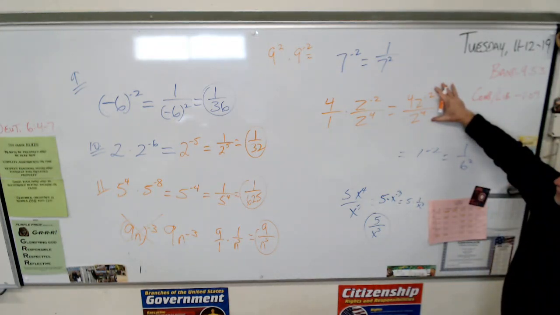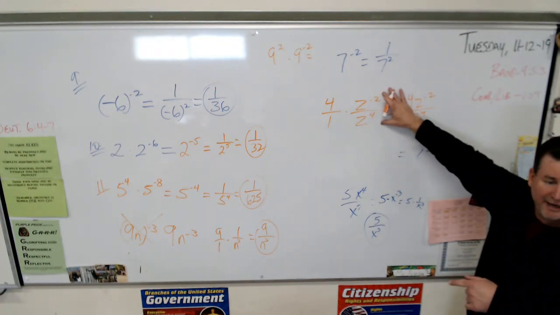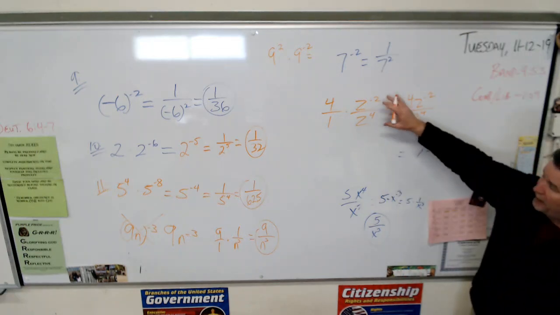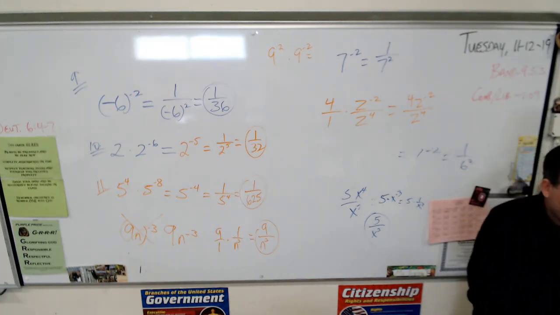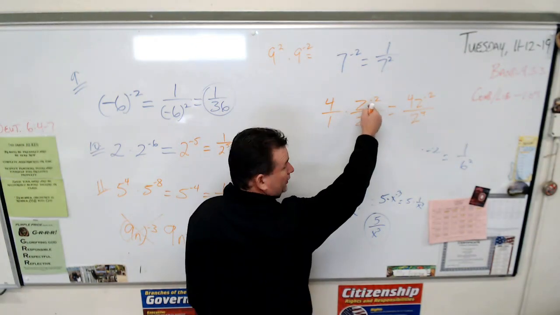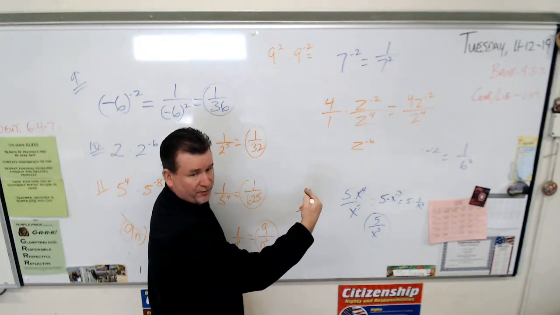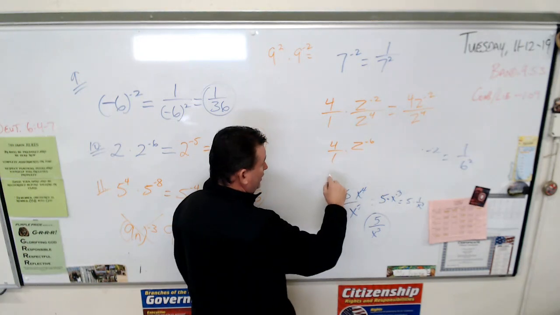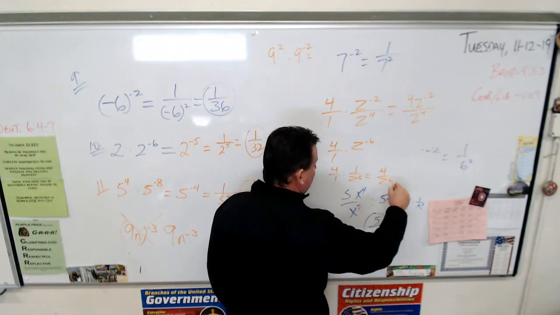Just take the 4 out of there for a minute and look at your like bases. What is negative 2 minus 4? Because when you divide, you subtract the exponents. Negative 2 minus 4 is negative 6. So for this part I have z to the negative 6. I have 4 over 1 times z to the negative 6, which is 4 over 1 times 1 over z to the 6, so 4 over z to the 6.